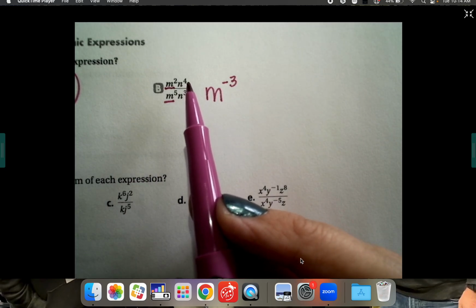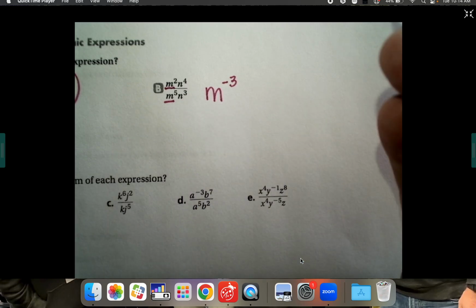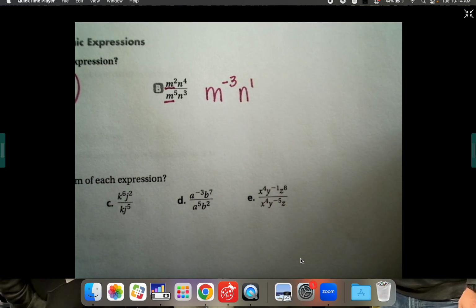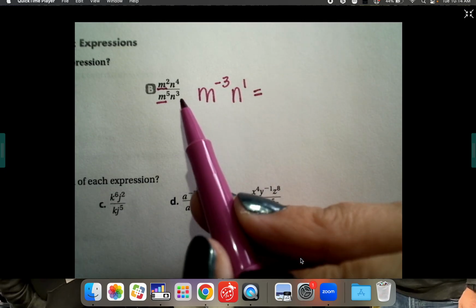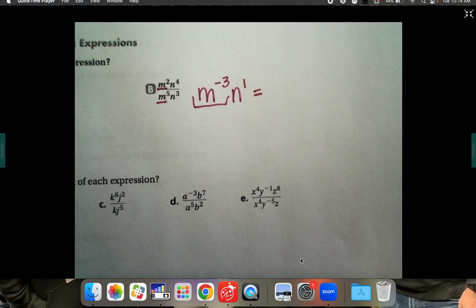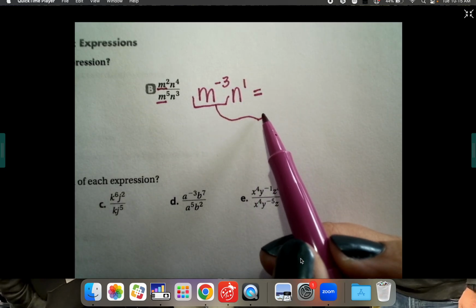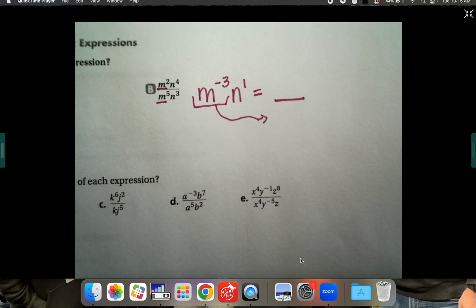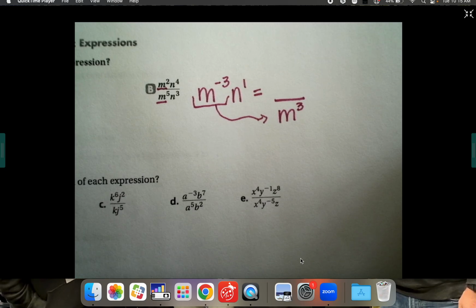N to the 4th and n to the 3rd. If you're dividing, you can subtract 4 minus 3, and you get n to the 1, because 4 minus 3 is 1. Okay, this is clearly not simplified. We have to keep going. M to the negative 3 cannot stay up top because you can't have a negative exponent, so it's going to go to the bottom under what would be a 1. So m to the, now it's a positive 3 since it flipped to the bottom.